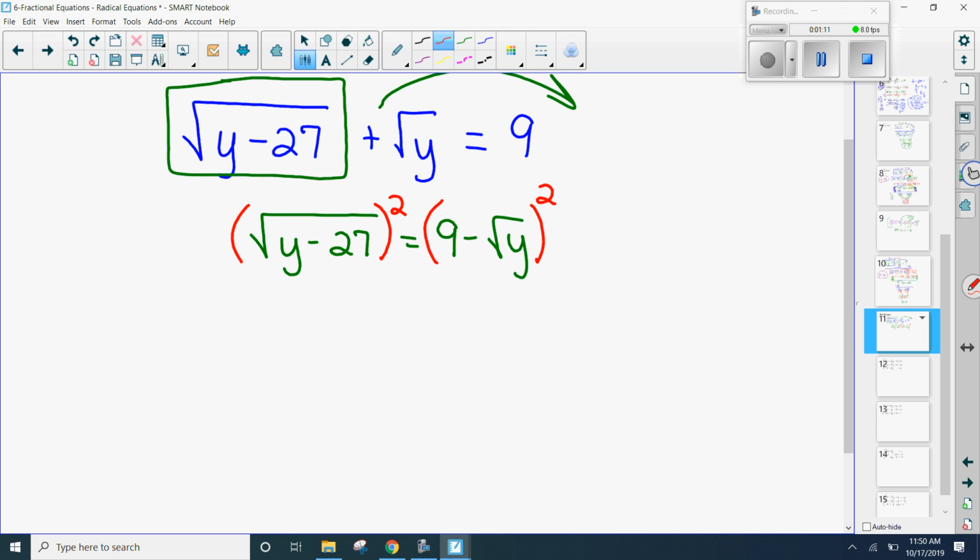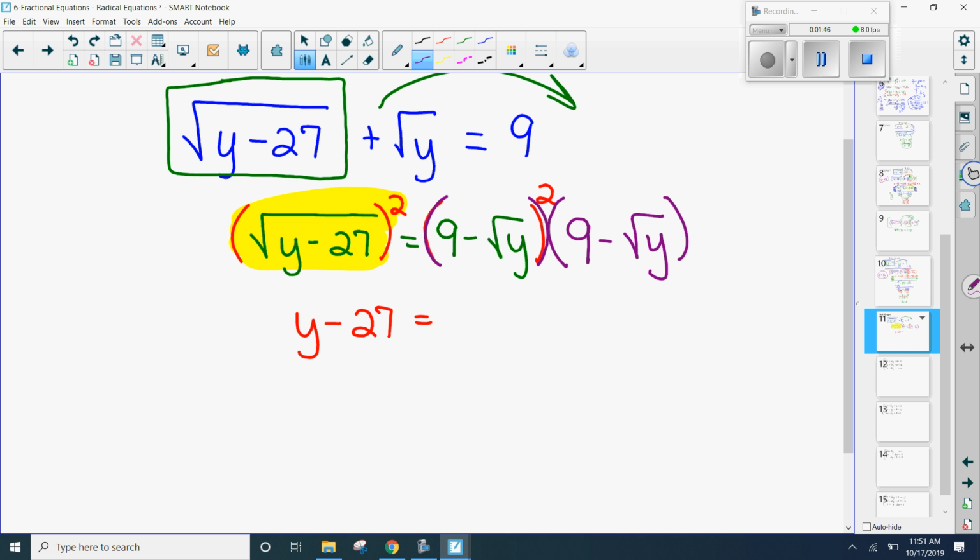So the square root and the square cancel each other over here on the left-hand side of the equation. So that means you are left with the radicand value, which is y minus 27, because you're taking the square root of y minus 27 times the square root of y minus 27. That radicand value is the same, then your root is gone. On the right-hand side, if you are squaring it, it means that you take it times itself.